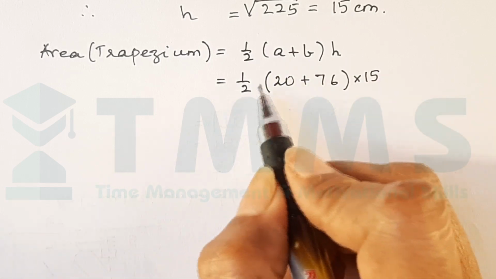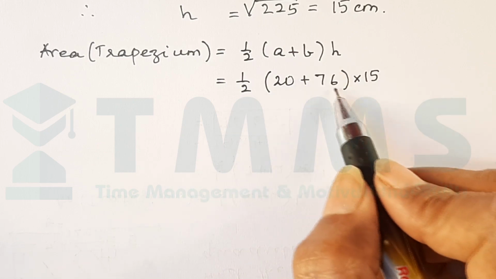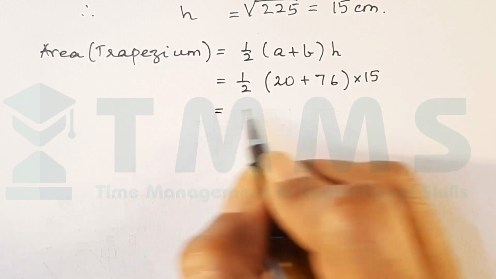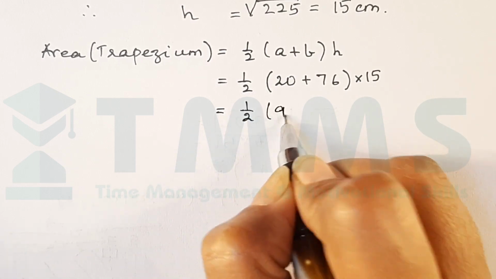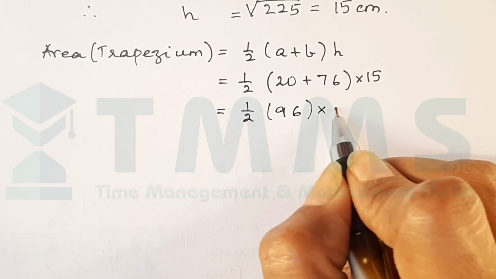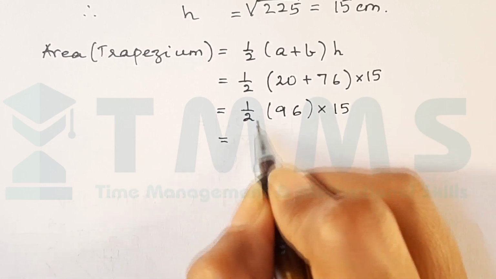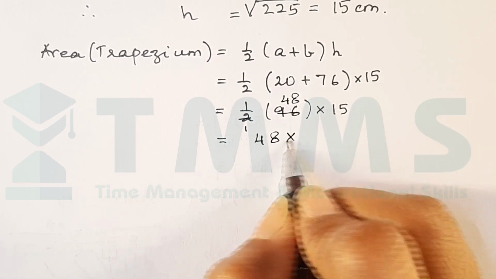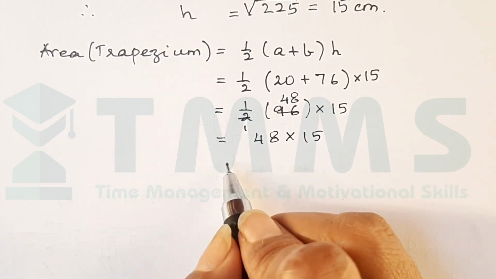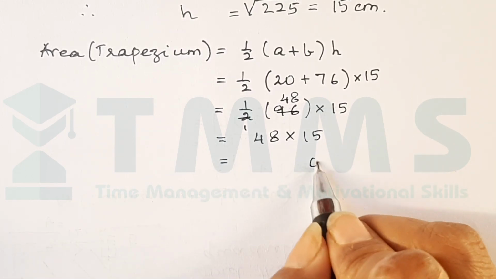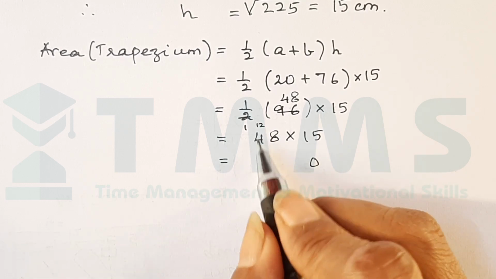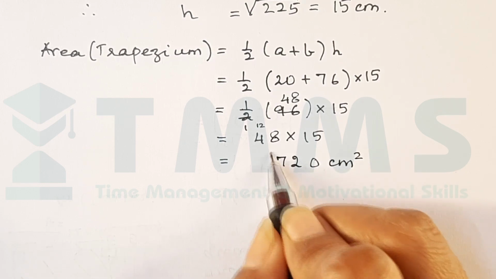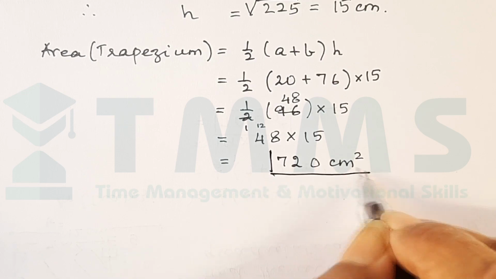Now we already saw that a was 20 centimeters, b was 76 centimeters and h we found out to be 15 centimeters. So now let us add this and that will give us 96 here multiplied by 15. And so you get 48 times. So you will have 48 into 15. And let us multiply: 15 8s 120, carry 12, 15 4 60 and 12 is 720 centimeters square, and that is our answer.